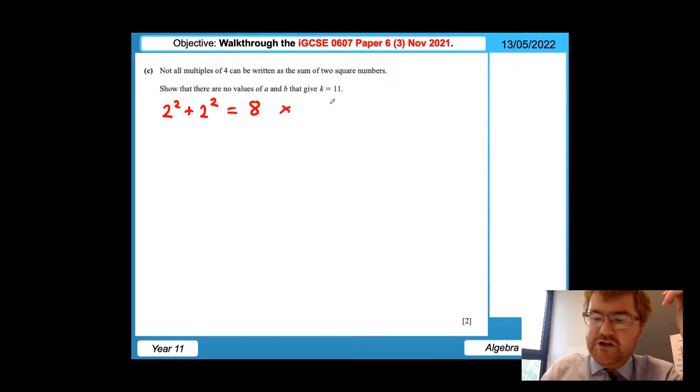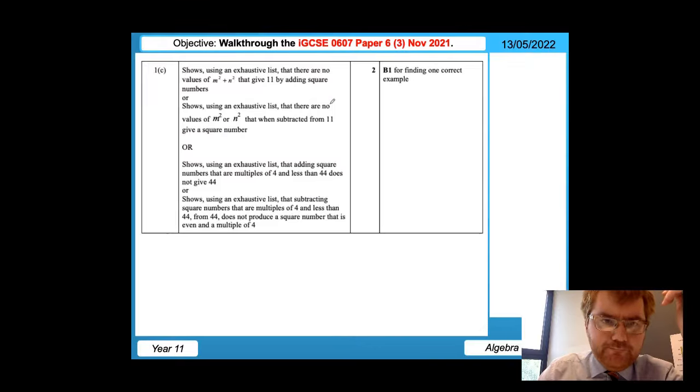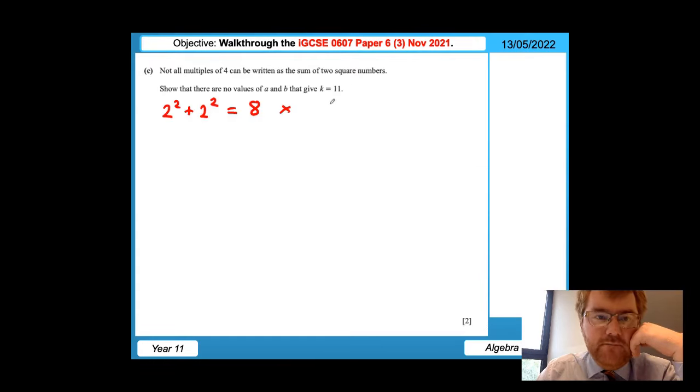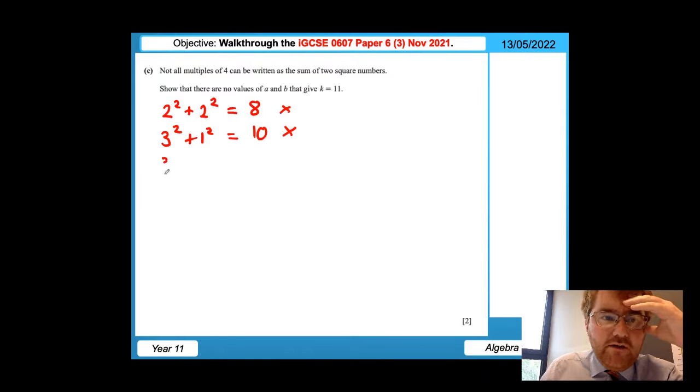And we're looking for combinations that give us that. So you'll see we need to work through an exhaustive list to make sure that we can't actually get 11. So for example, we can try, say, 3 squared plus 1 squared, and we'll get very, very close. That's equal to 10. That doesn't work as well. We can try 3 squared plus 2 squared.